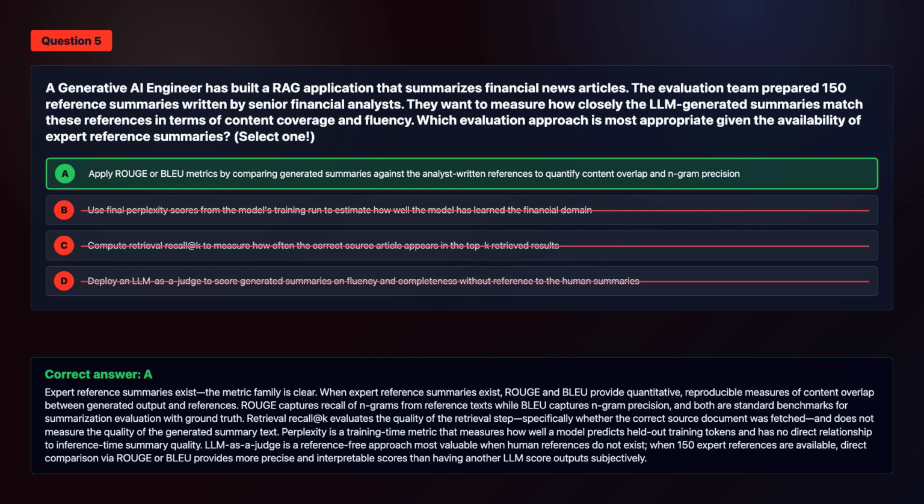Retrieval recall at K evaluates the quality of the retrieval step, specifically whether the correct source document was fetched, and does not measure the quality of the generated summary text. Perplexity is a training time metric that measures how well a model predicts held-out training tokens and has no direct relationship to inference time summary quality. LLM as a judge is a reference-free approach most valuable when human references do not exist. When 150 expert references are available, direct comparison via ROUGE or BLEU provides more precise and interpretable scores than having another LLM score outputs subjectively.